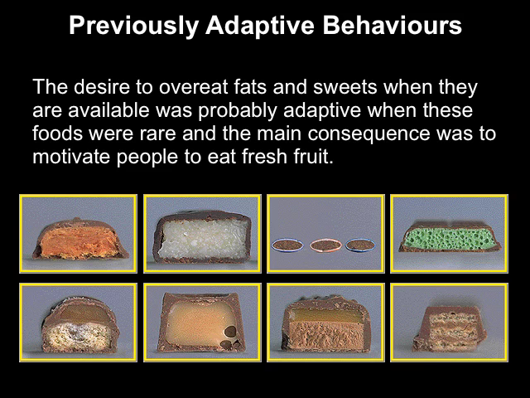So our new environment, where high fat, high sugar, low nutrient food is readily available, gives us a maladaptive environment in which we use our adaptive behavior of eating all the fats and sweets that are available to cause a maladaptive consequence.